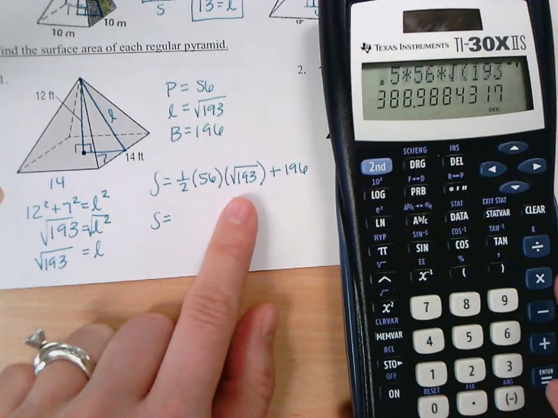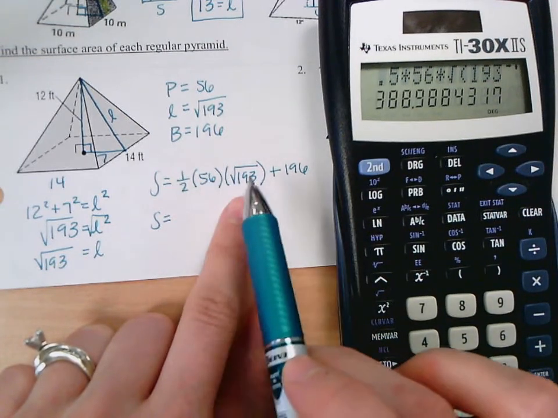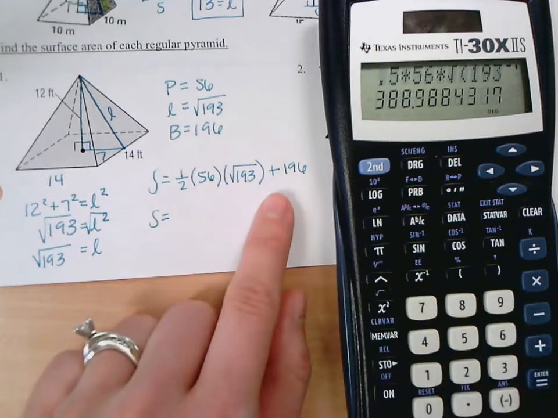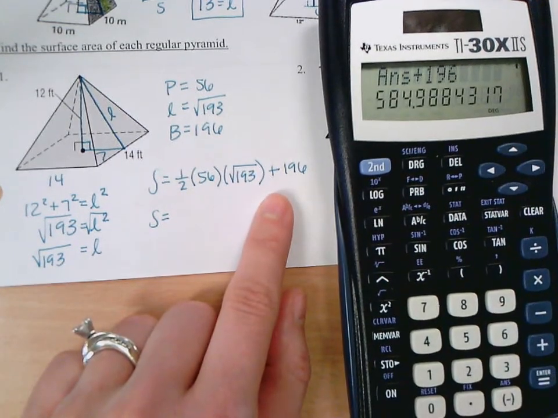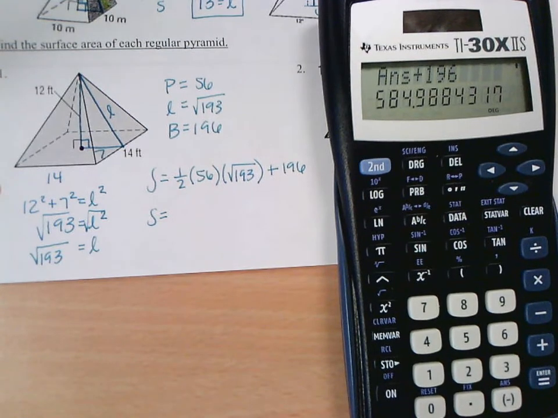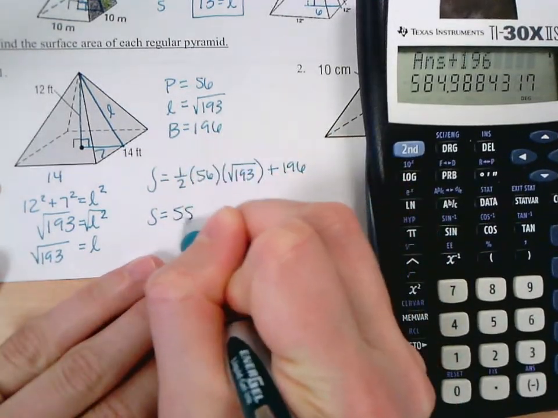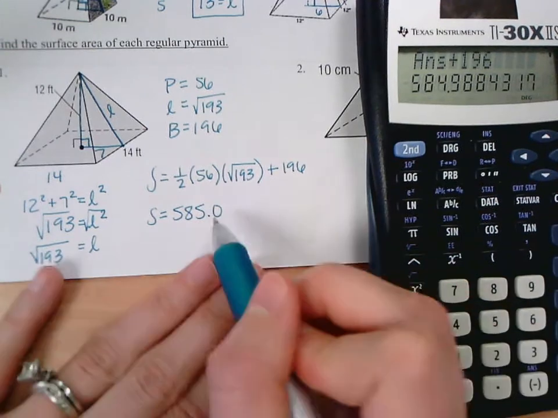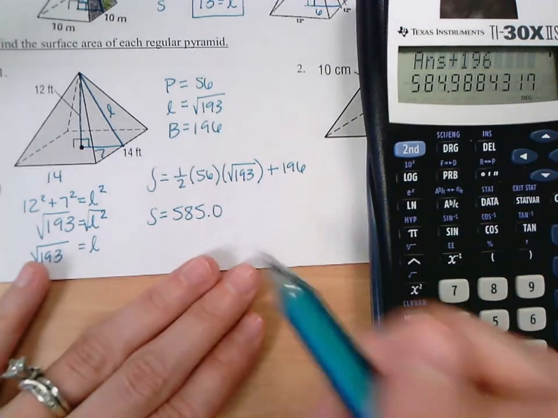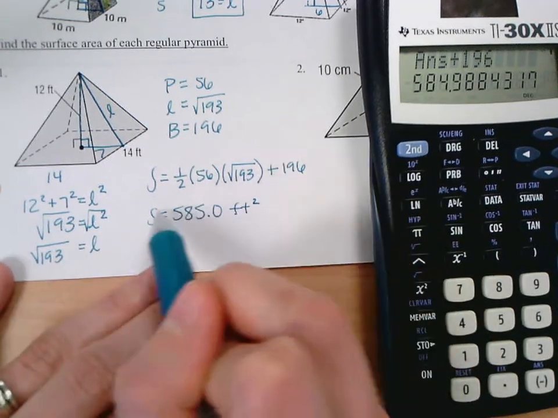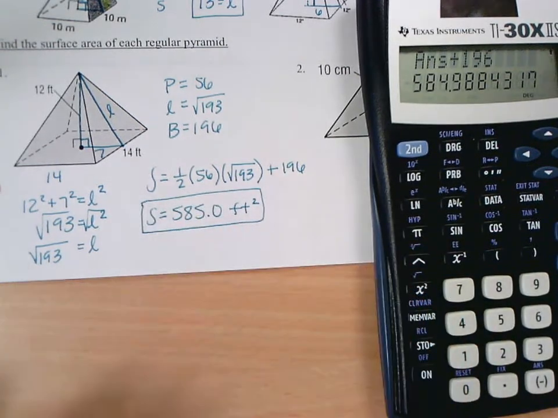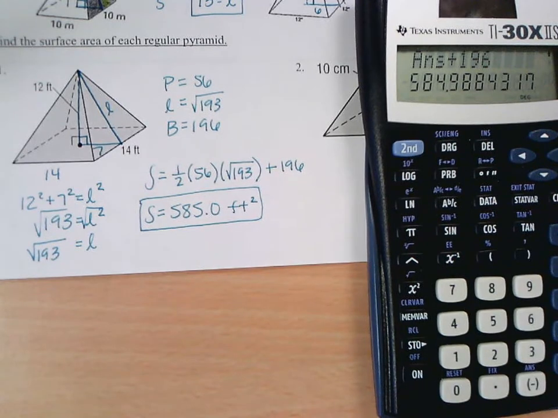Actually, I will, because if you were just asked for the lateral area, that would be it. And then I would add to that 196. So my surface area is about 584.99, or 585.0 if you're rounding to one decimal place. Normally, we've been rounding to the nearest tenth, so I'll do 585.0, and that's feet squared. Okay, any questions on that one?